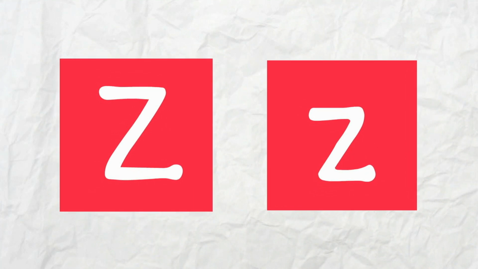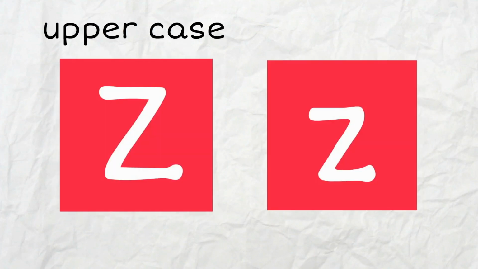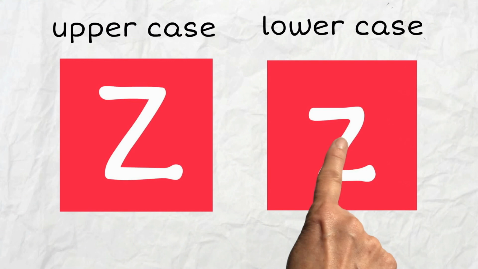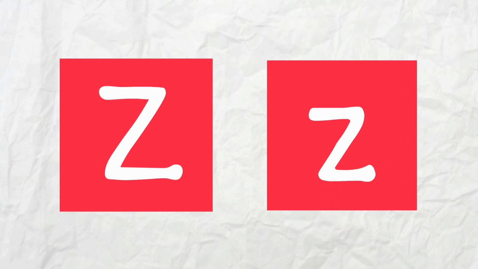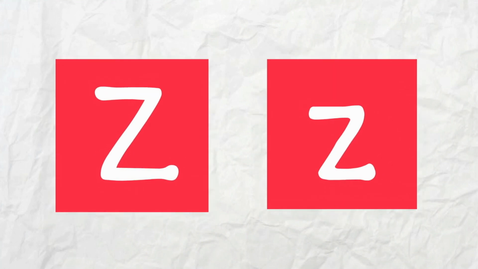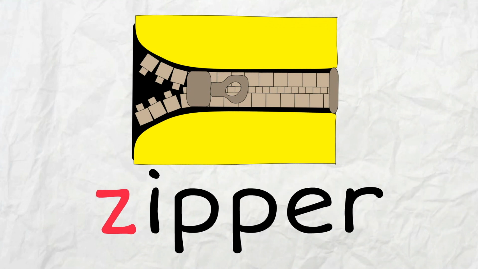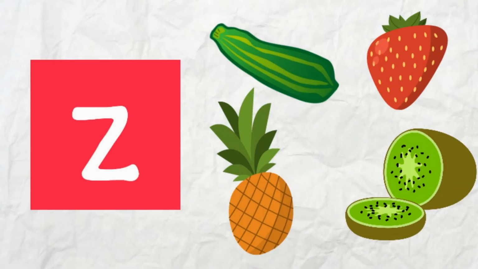This is the letter Z. Uppercase Z and lowercase z. Z sounds like Z. Zipper begins with Z. Z. Zipper. Can you see something that begins with Z?